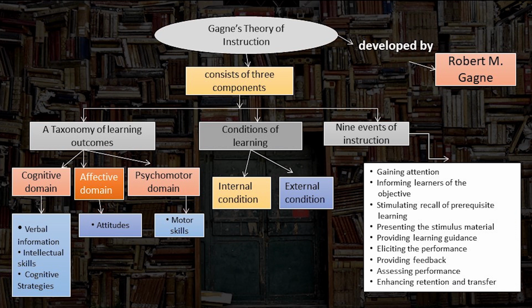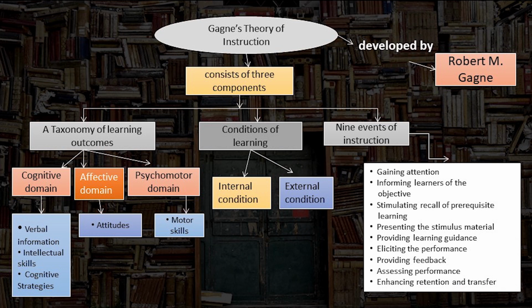When we look at Robert Gagne's theory, the concept map that is displayed on the screen shows that Gagne's theory of instruction was developed by the propounder Robert Mills Gagne, and this theory consists of three components. What are the three components? The three components are a taxonomy of learning outcomes, conditions of learning, and 9 events of instruction.